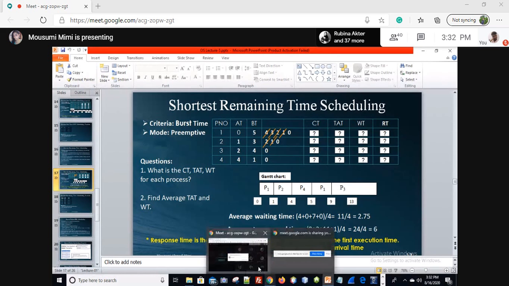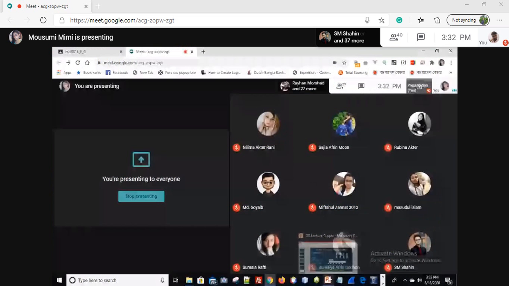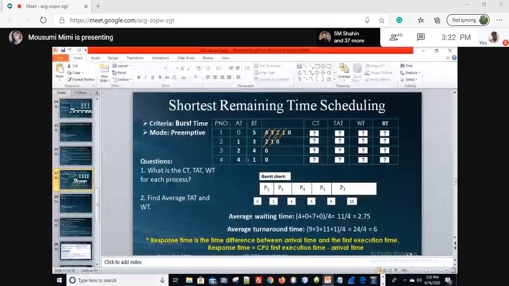for the new process. That is, you need to always remember the difference between first come shortest job next scheduling and shortest remaining time scheduling. Do you clear, guys, or confusion? Clear, ma'am. Yes, ma'am. Okay.